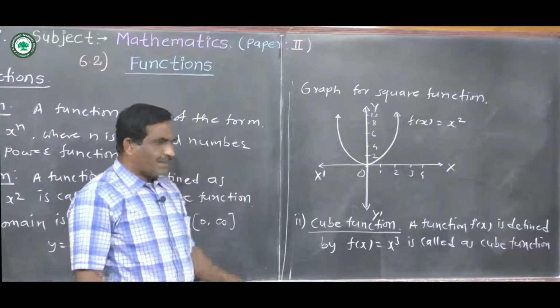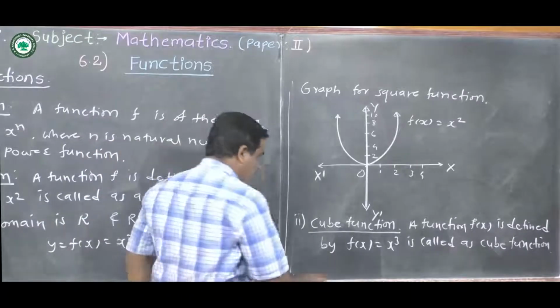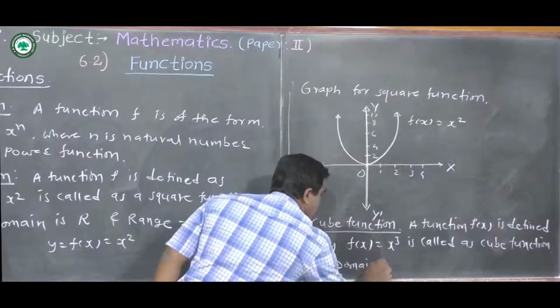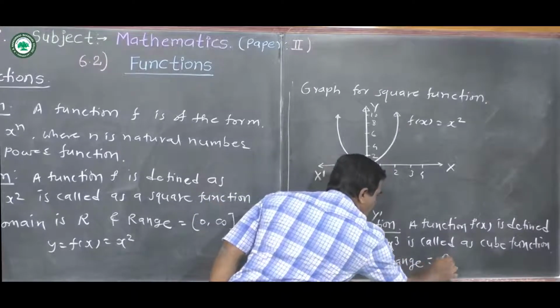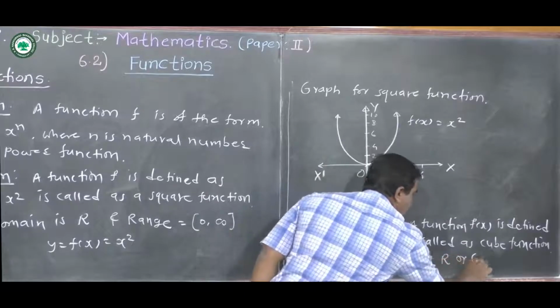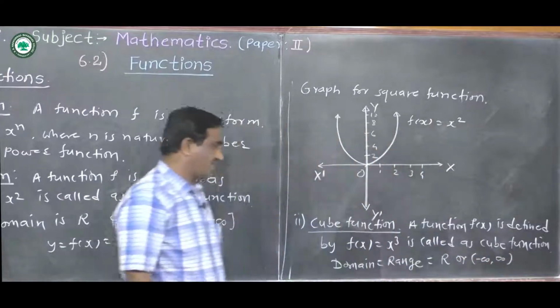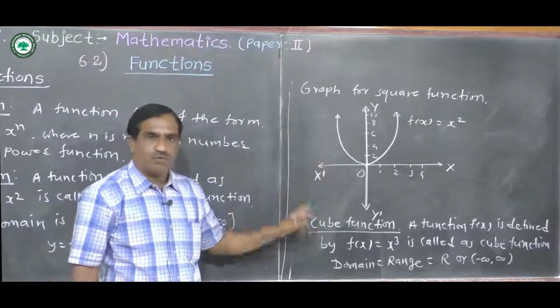And here domain and range for this function, cube function, is same, that is domain equal to range is equal to R, or open interval minus infinity to infinity. This is the domain and range for the cube function.